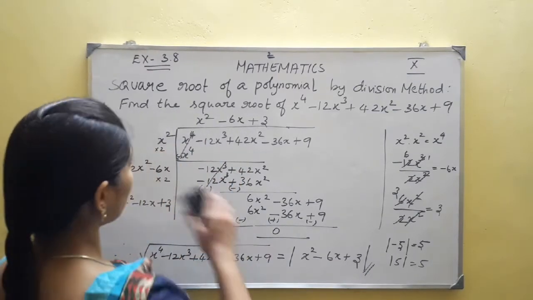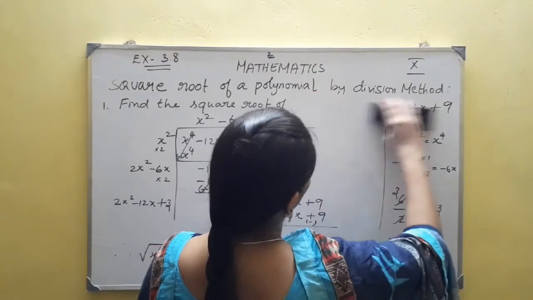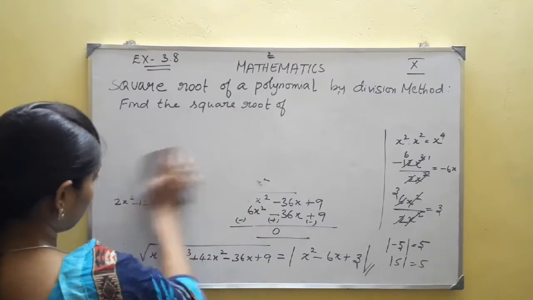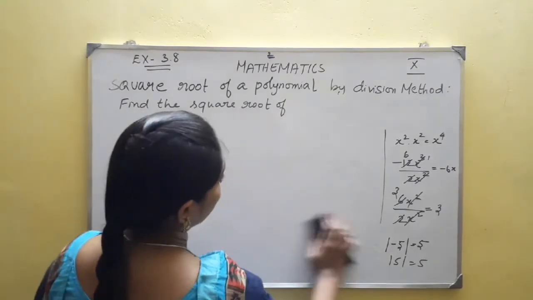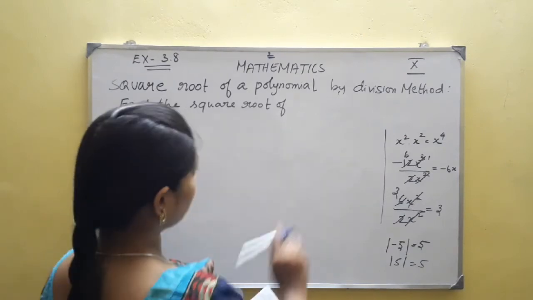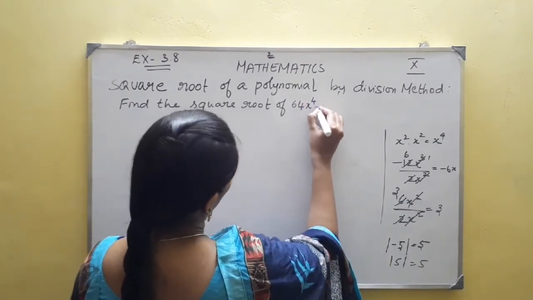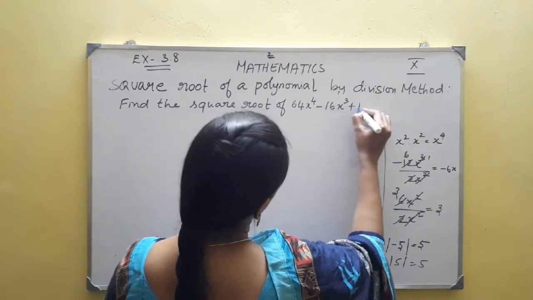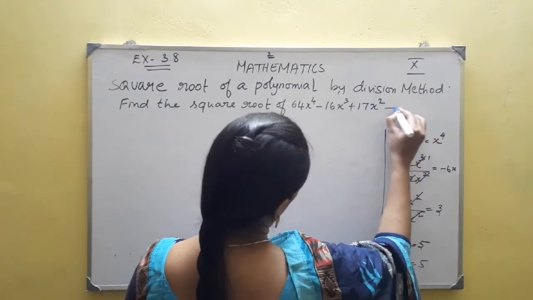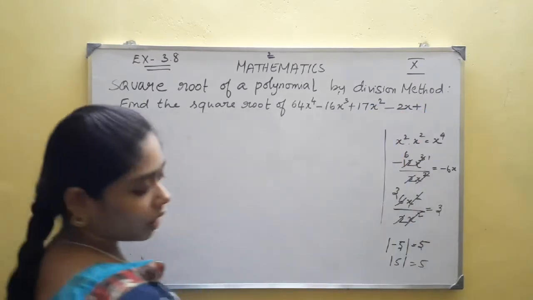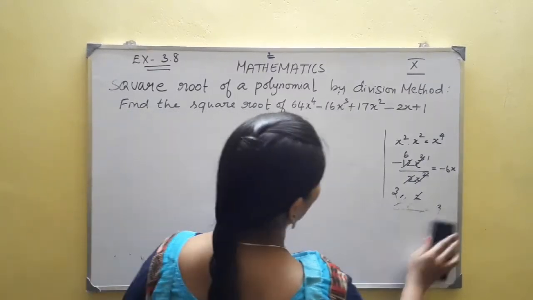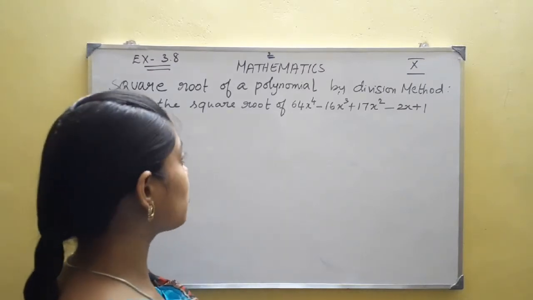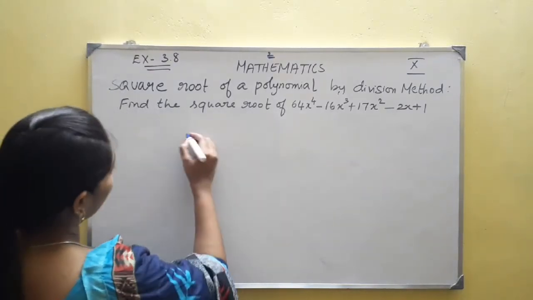Now second problem, find the square root of 64 x power 4 minus 16x cube plus 17x square minus 2x plus 1. Initially you may find it difficult to understand how to find the square root of a polynomial by the division method. By practicing one or two problems you will easily get it.